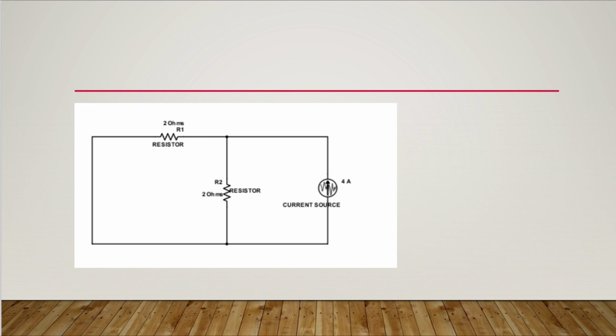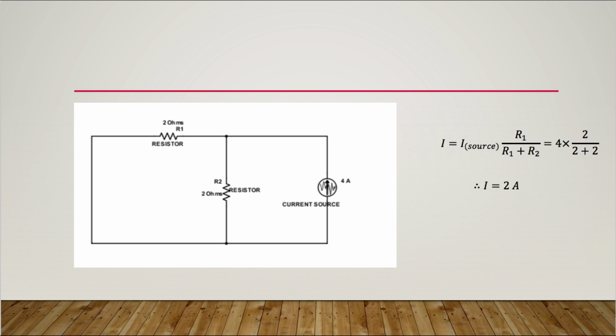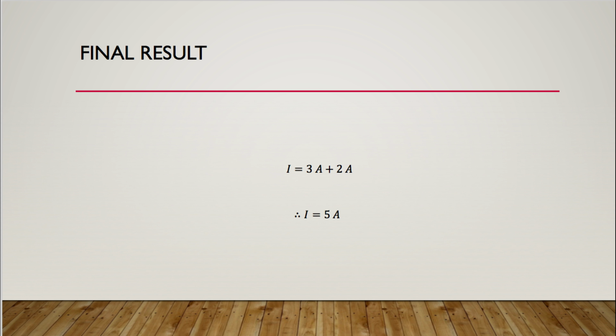This time, replacing the voltage source with a short circuit, we can employ the current divider rule to determine the current in R2 to be 2 amps. Finally, summing these two currents gives the total current through R2 to be 5 amps.